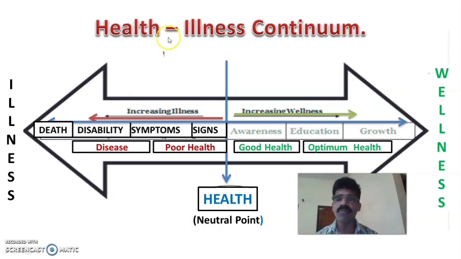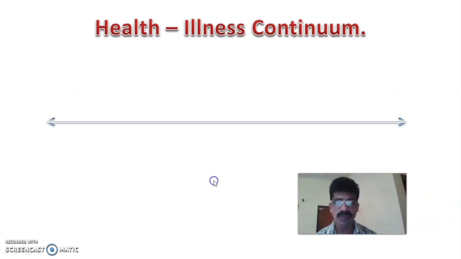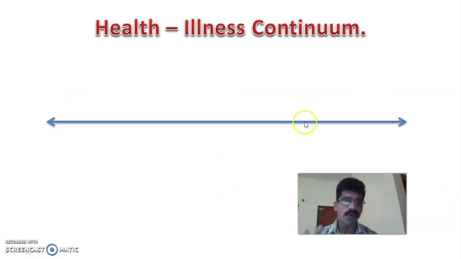Now let us see the model of the health-illness continuum. This is the conceptual framework you have to draw and explain when you are asked a question about the health-illness continuum. First I will tell you how to draw it, then we will explain it one by one. First you have to draw a parallel line like this, with two directions.